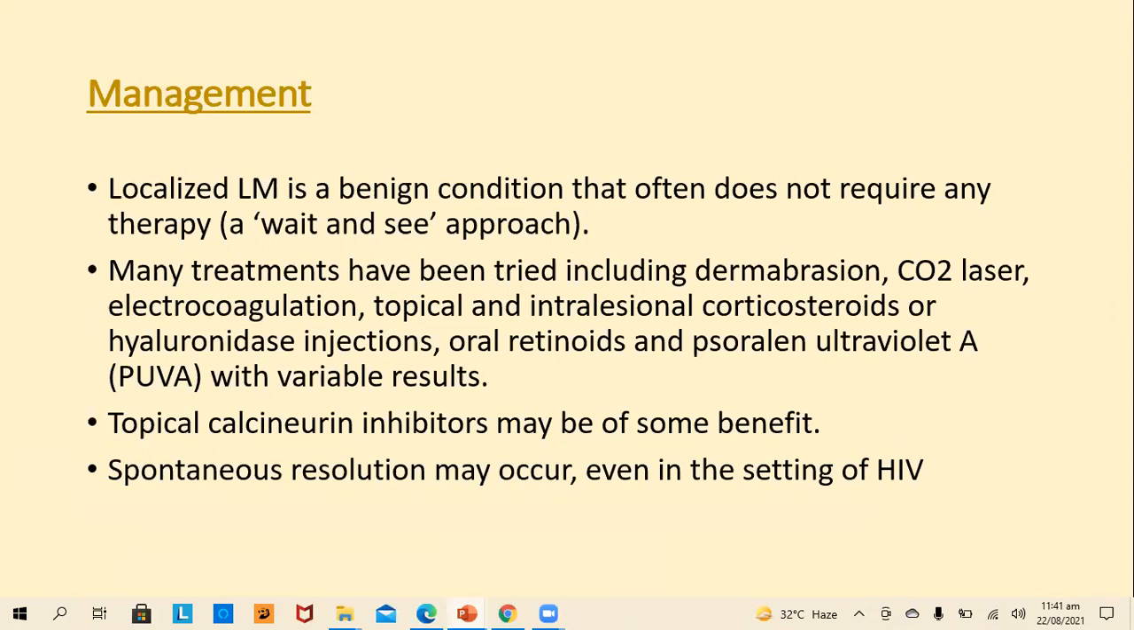If we want treatment, then many treatments are tried that include dermabrasion, carbon dioxide laser, electrocoagulation, topical or intralesional corticosteroids, hyaluronidase injections, oral retinoids, psoralen ultraviolet A or PUVA with variable result. Topical calcineurin inhibitor may be of some benefit. Spontaneous resolution occurs even in the setting of HIV.